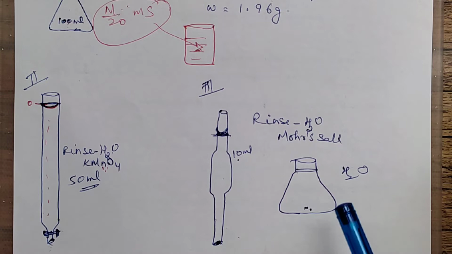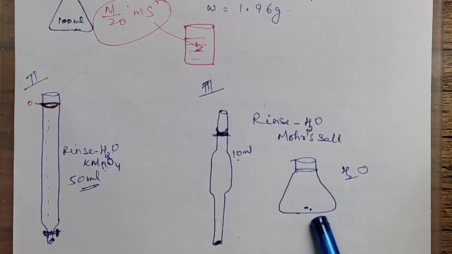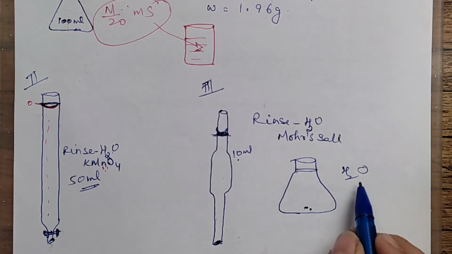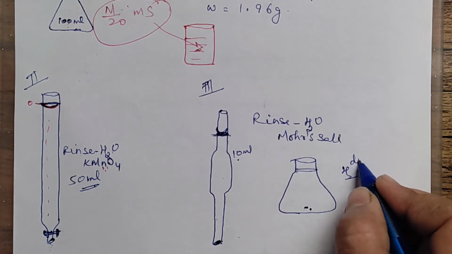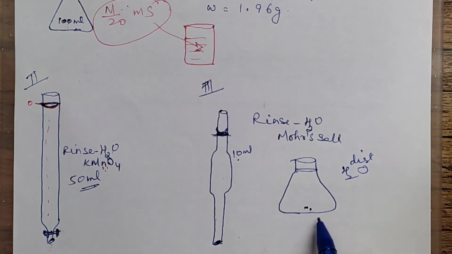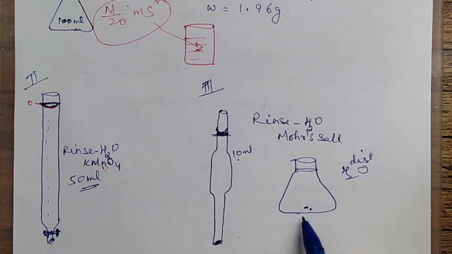Because if you rinse it in the beginning itself with the Mohr salt, it will have a little quantity of Mohr salt, which will increase the volume of the Mohr salt. So you will rinse this conical flask only with distilled water. And then after you rinse it, just turn it like this. No need to wash it and dry it and all that. Just rinse with distilled water.